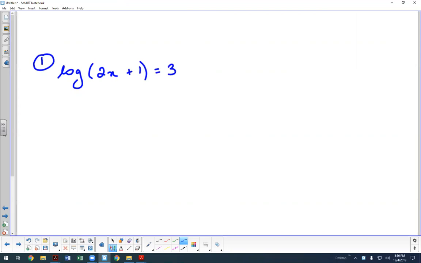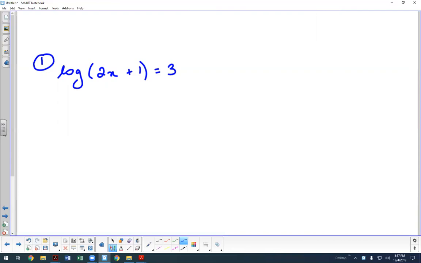Could you distribute the log? No, unfortunately, no. That's not how it works. We're rewriting it, aren't we, in a different format? Yeah, you actually again convert it into exponential format because, as Amy said, you can't really distribute that log, and even let's say we could, it still wouldn't really get us to a solution. So here, convert it to an exponential format.